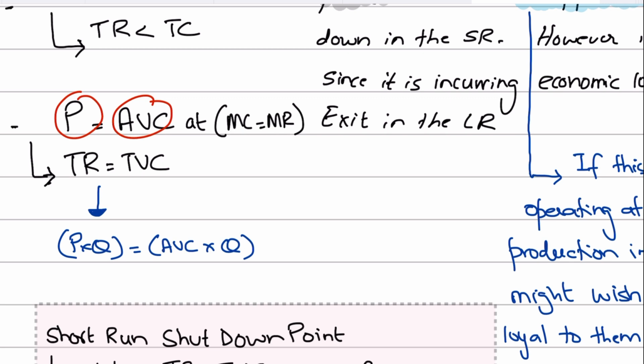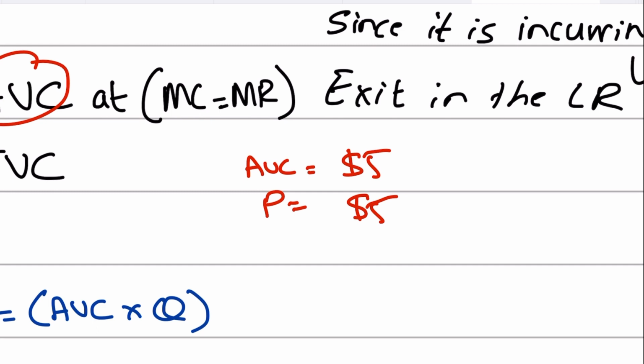Now we call this the shutdown point because, let's say the average variable cost is $5 while the price is $5 as well, hypothetically speaking. So if price equals average variable cost, this is your shutdown point. So guys, remember that whenever the price is equal to average variable cost, it is your shutdown point.